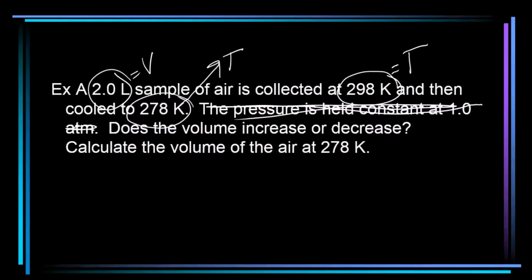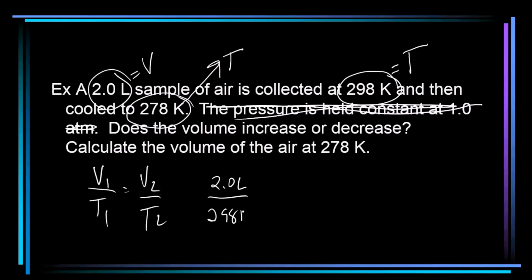Does the volume increase or decrease? Okay. What happened to the temperature? Down by a little bit. Therefore, the volume must go down by a little bit. All right. So, V over T equals V over T. 2.0 liters over 298 Kelvin equals X over 278 Kelvin. Cross multiply, X is equal to 1.8. All right, how do we deal with sig digs here?